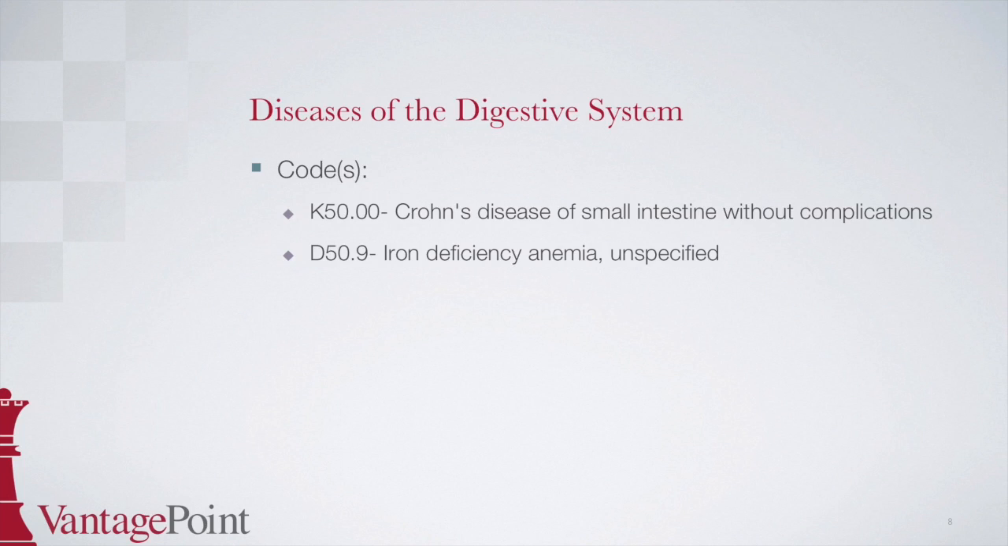The second code is D50.9 for iron deficiency anemia unspecified. To locate this code, you would start at anemia in the alphabetic index and then find iron deficiency, which points to D50.9, which you would then confirm in the tabular.